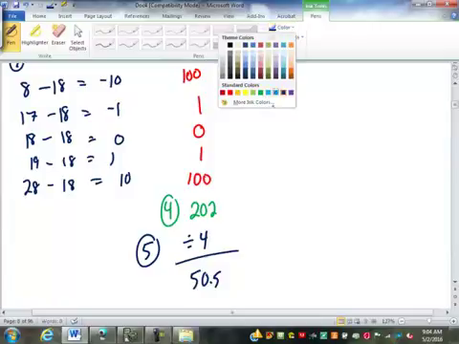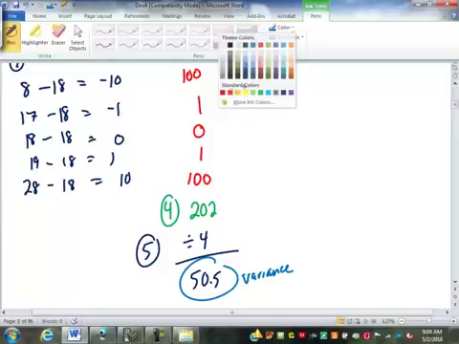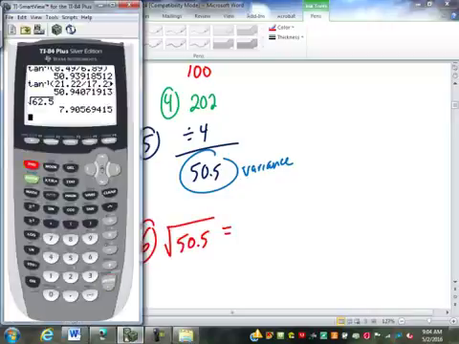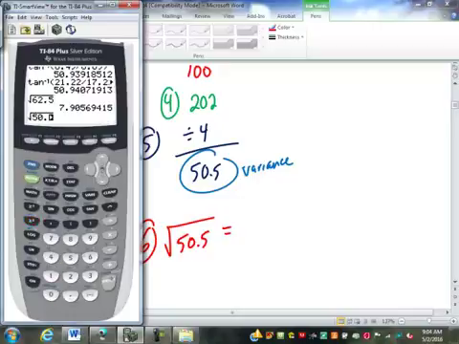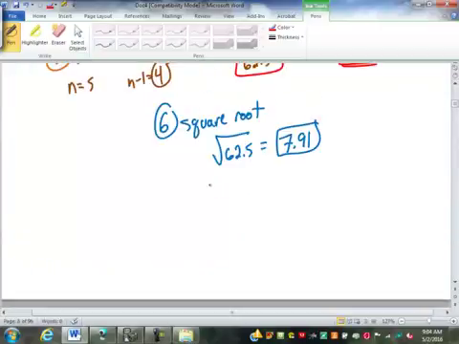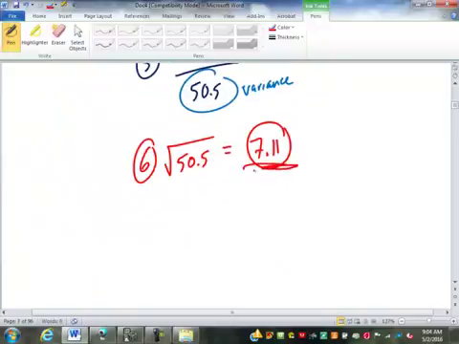That would be the variance, by the way. But we're not looking for the variance. We are looking for the standard deviation, which requires one more step, which would be the square root. Square root of 50.5 is 7.11. So you can see there is a difference. Here it was 7.91. Here it's 7.11, indicating that this data set is less spread out.